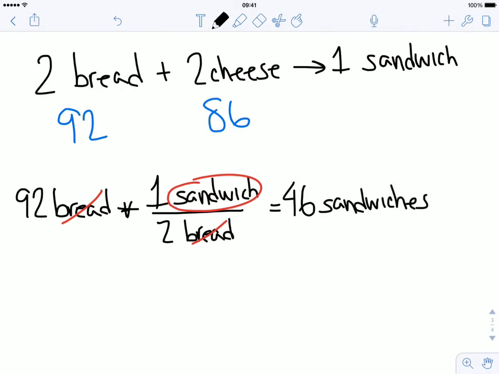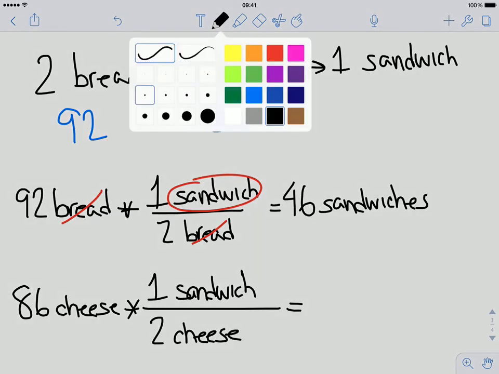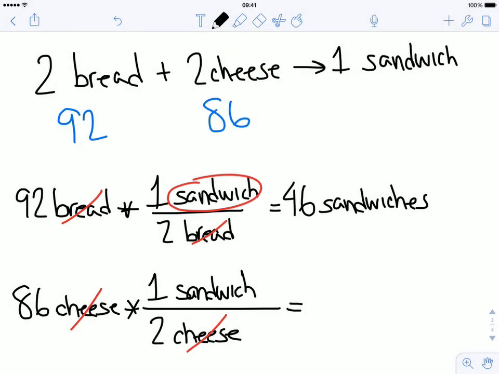Now let's do the same thing for cheese. If we have 86 pieces of cheese, how many sandwiches can I make? So we'll do the same thing. We'll use the molar ratios between sandwiches and cheese. So for every 1 sandwich, there are 2 pieces of cheese. Our units of cheese cancel out. 86 times 1 divided by 2 is 43. So we can make 43 sandwiches.